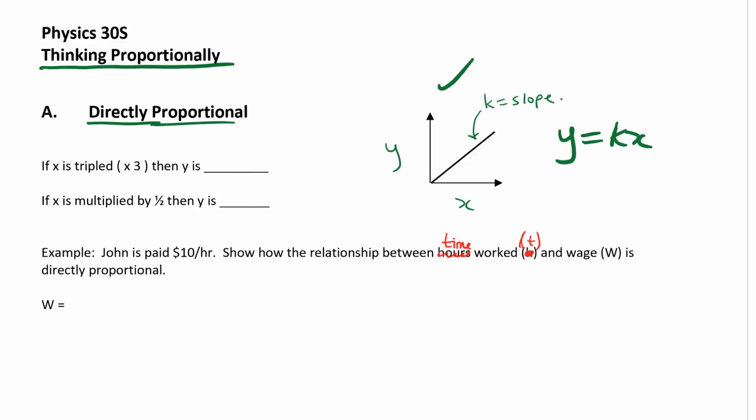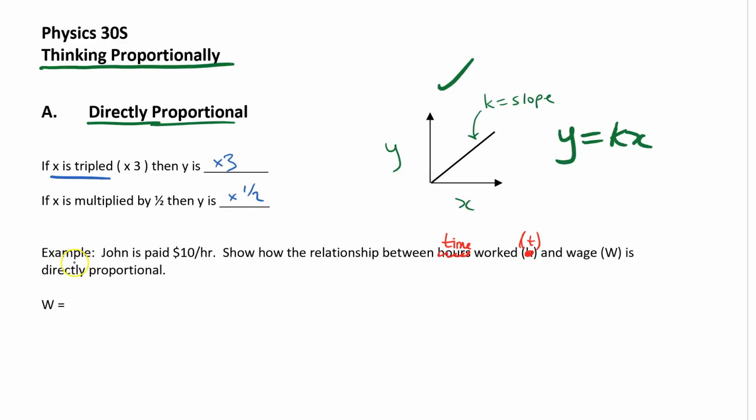So just very quickly then, here's a couple examples. If x gets tripled, then what is going to happen to y? Well, y will also be tripled, or I'll just say multiplied by 3. If x is multiplied by a half, then y is multiplied by a half. It's very simple. Whatever x is multiplied by, y is multiplied by.